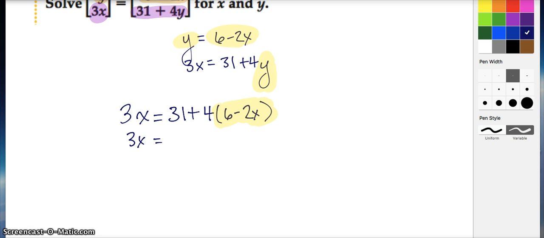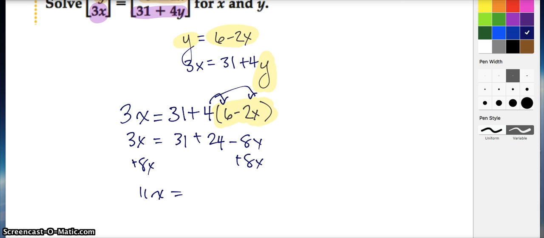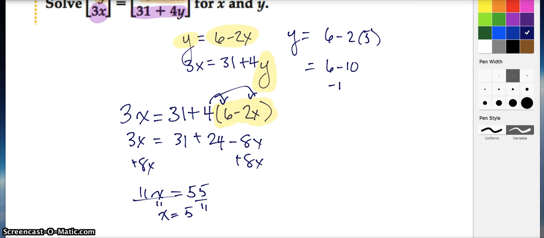So I solve like I always do, right? Distributive property is called for here. So this is plus 24 minus 8x. Joining like terms together, I'm going to move the 8x over to the other side. And so I get 11x is equal to 55. And you got it. X has to be equal to 5 because I'd be dividing both sides by 11. I'm going to take that 5 and plug it right back into my equation that I have solved for y. And when I do that, I get that y is equal to 6 minus 10, or negative 4.